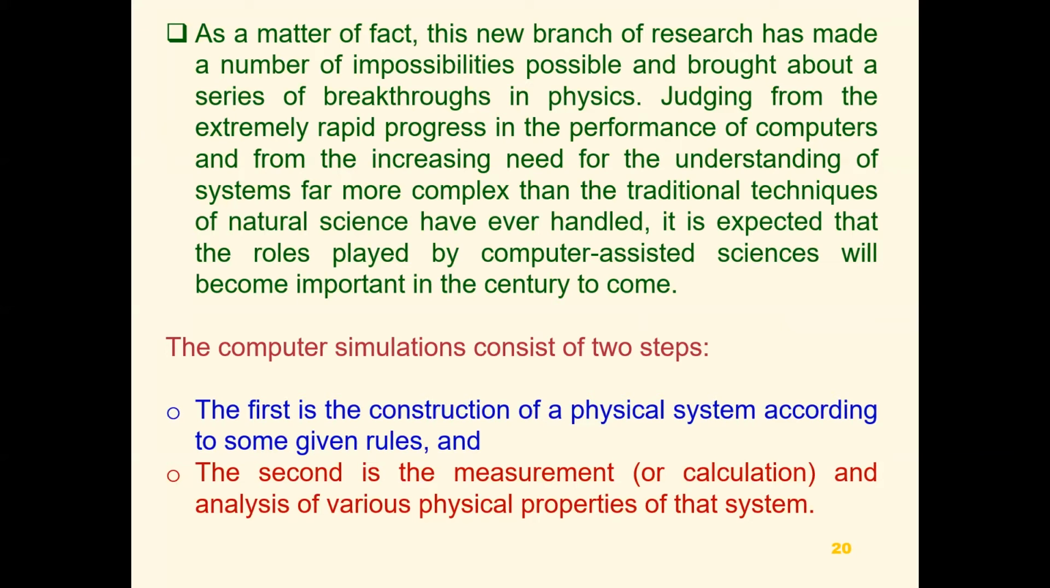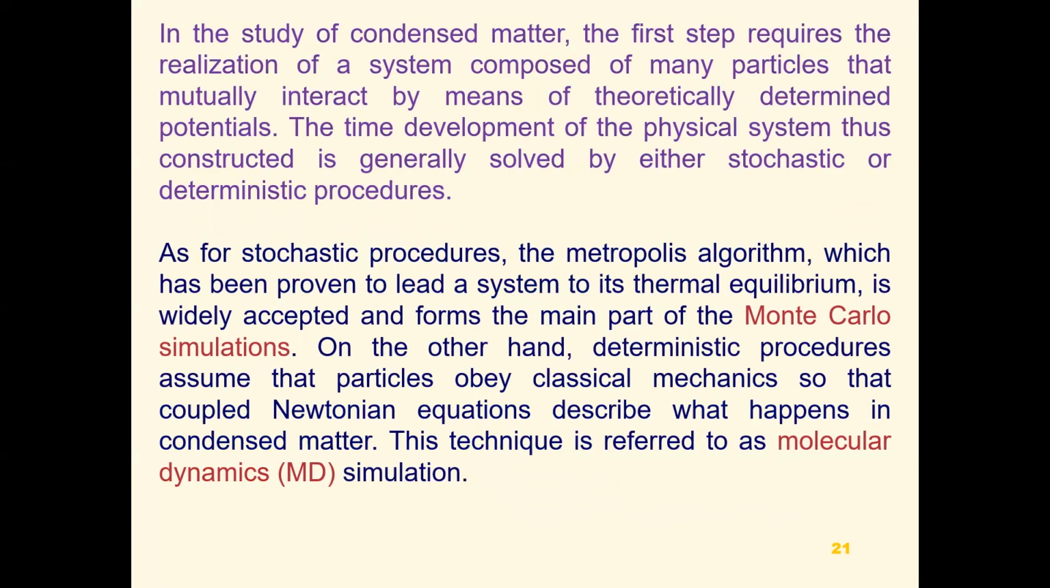Generally, computer simulations consist of two steps. The first is the construction of the physical system according to some given rules of physics, and the second is the measurement or calculation, and finally the analysis of the various physical properties of that system. In the study of condensed matter, the first step requires the realization of a system composed of many particles that mutually interact by means of theoretically determined potentials.